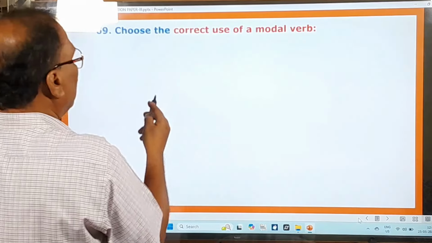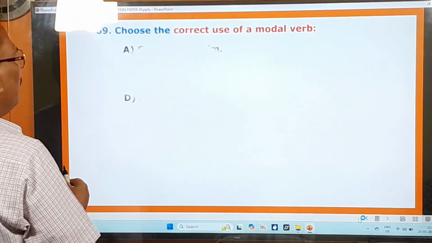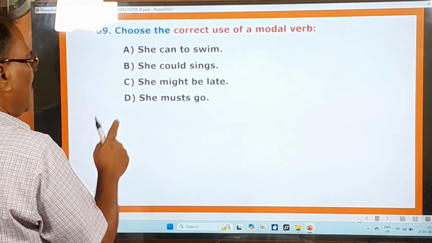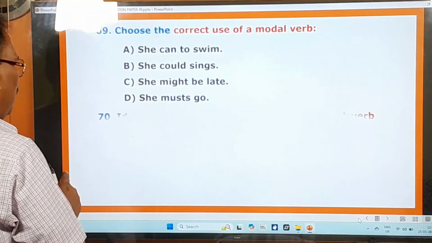69th question. Choose the correct use of a modal verb. She can to swim. She could sings. She might be late. She must go.